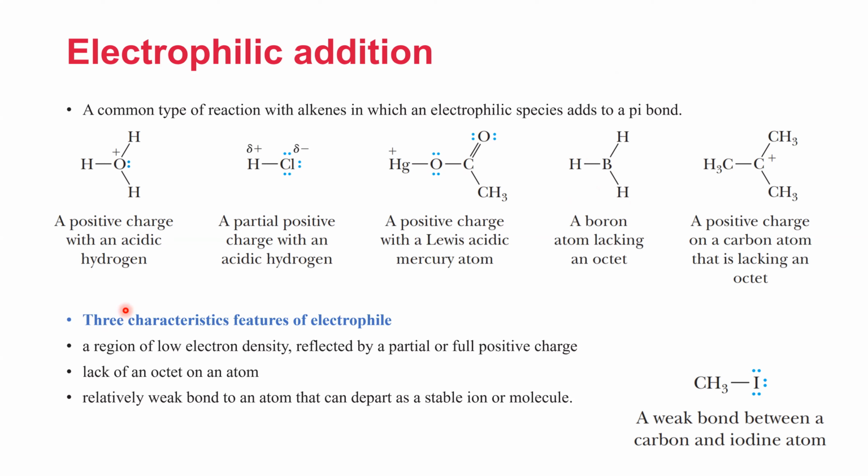So right now we will discuss these. The first one is a region of low electron density reflected by a partial or full positive charge. So here I have put some examples for your understanding. So a positive charge with an acidic hydrogen.